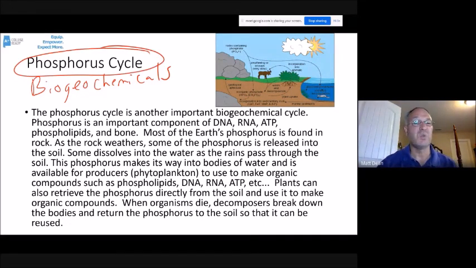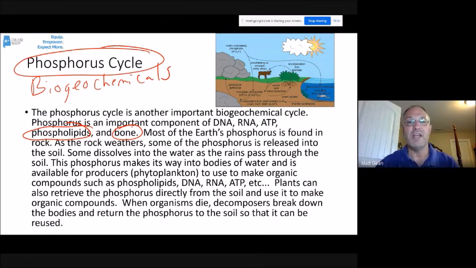So phosphorus is really important in lots of living things. Phosphorus is a component of DNA in the phosphate groups, RNA, and ATP, also in the phosphate groups. There's phosphorus in phospholipids, which make up your cell membranes. There's also a lot of phosphorus in bone. A problem with that is most of the phosphorus on Earth is found in rock. It's stored up in rock as phosphate groups.